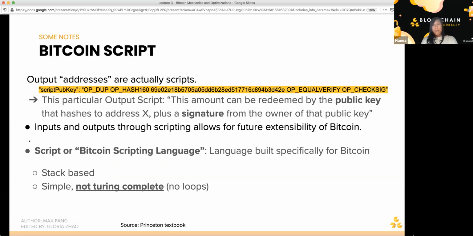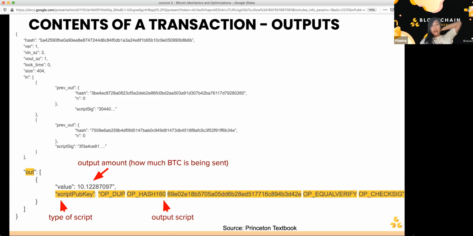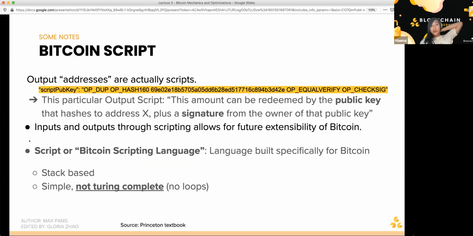Okay, so from the transactions, we can see that output addresses are actually scripts. In this particular example, the output script can be interpreted as: this amount can be redeemed by the public key that hashes to this particular address, which is the really long gibberish up here. And we also require a signature from the owner of the recipient's public key.